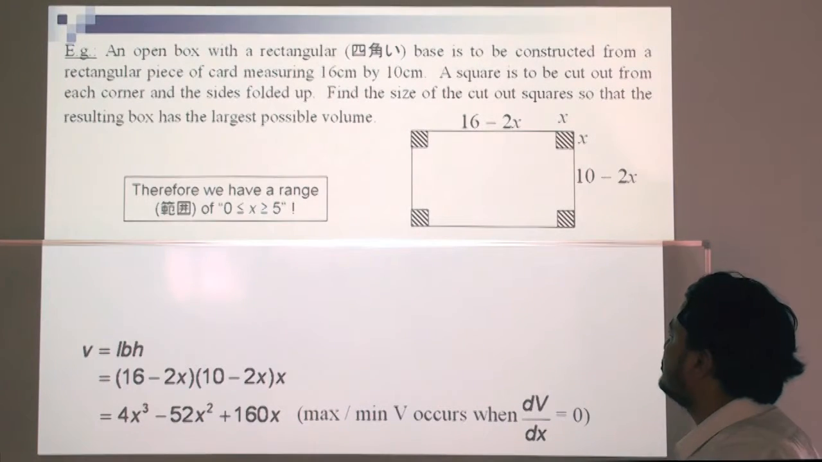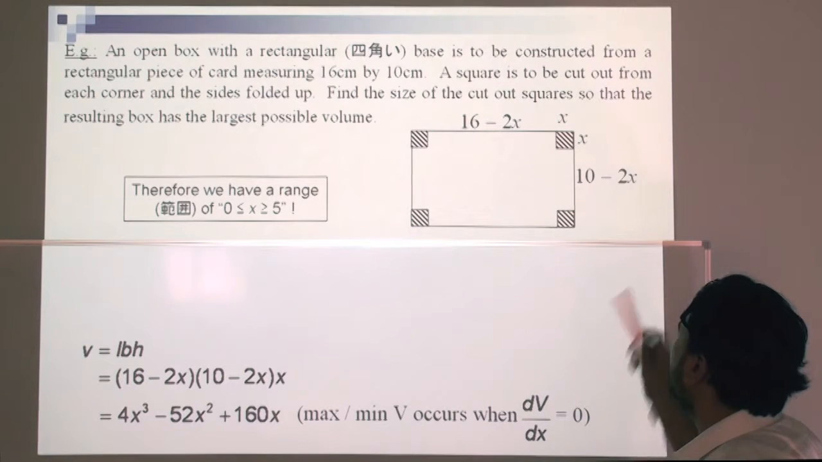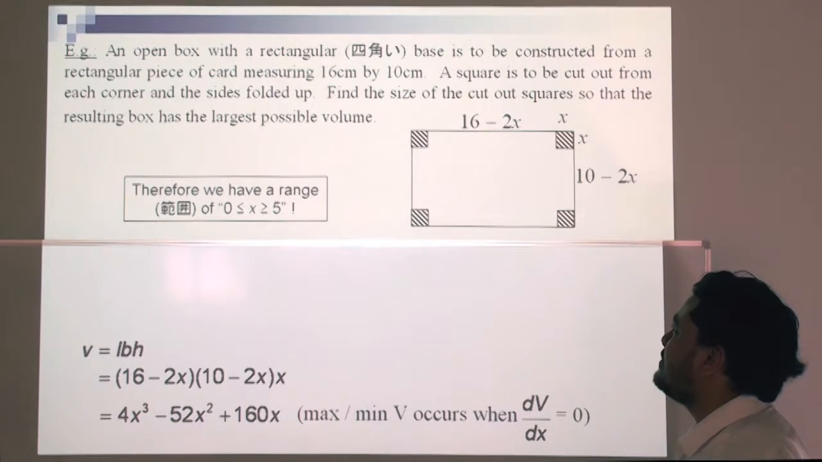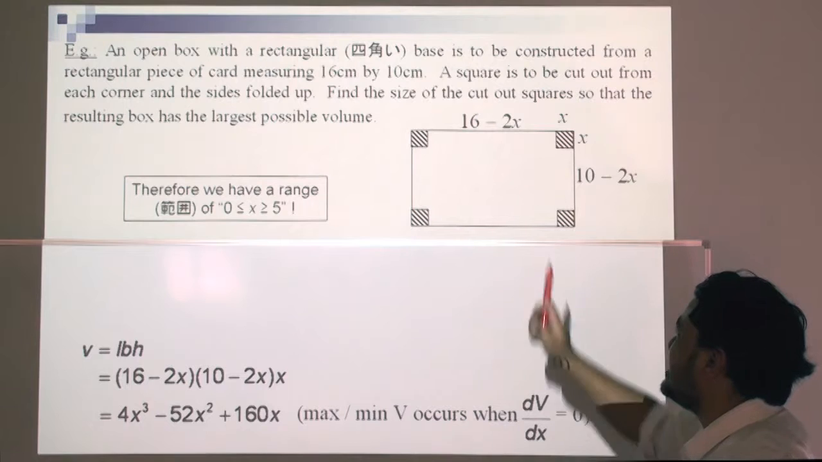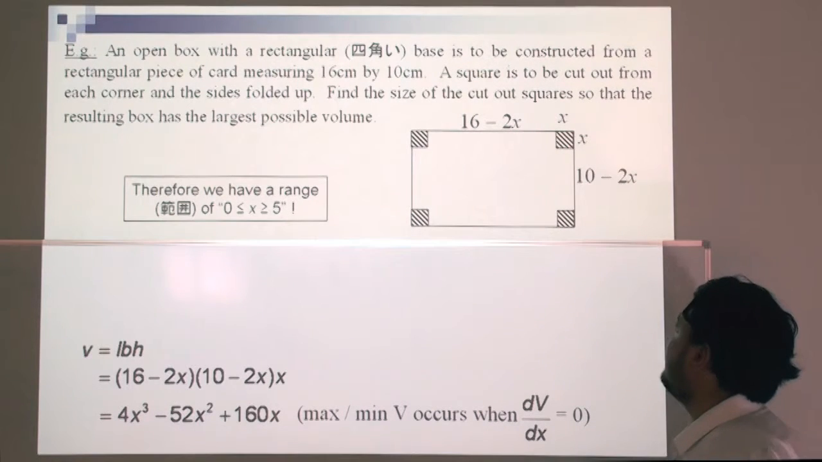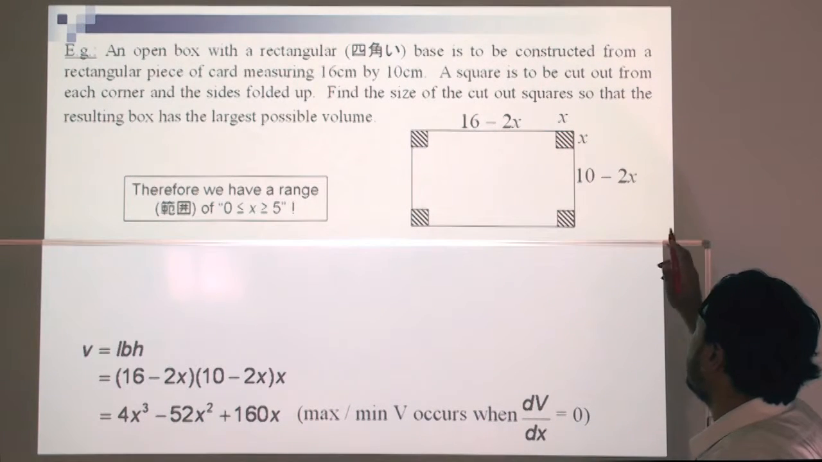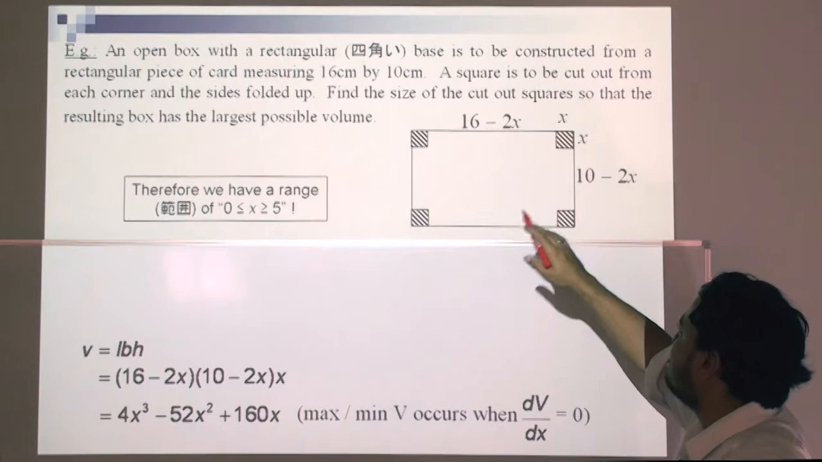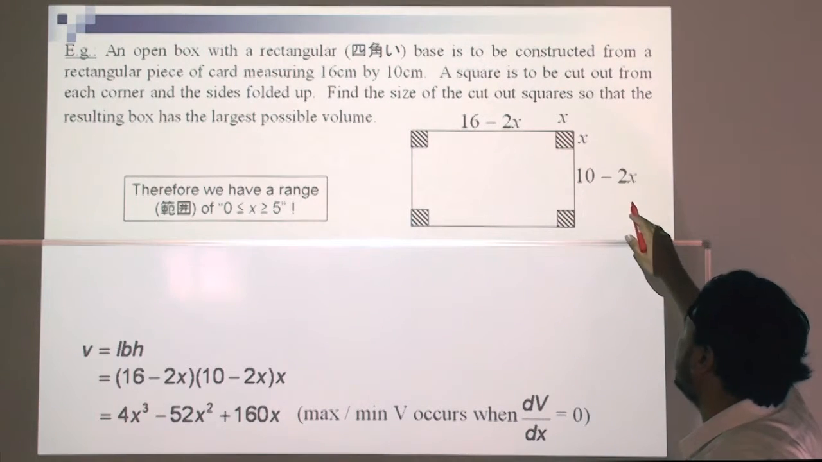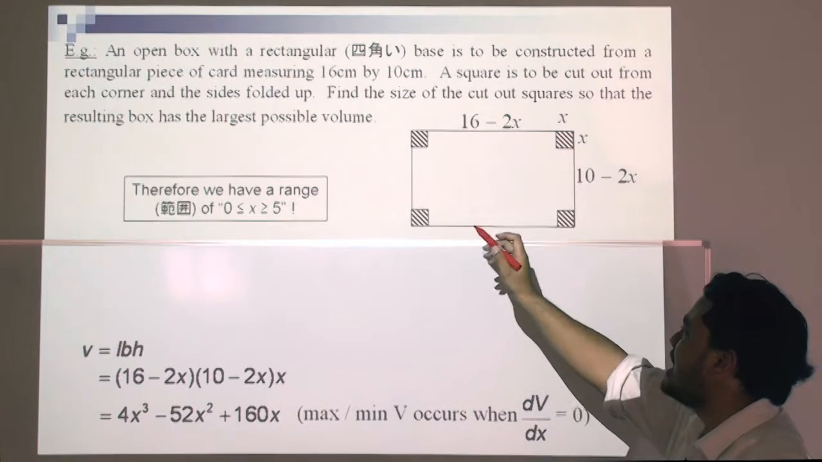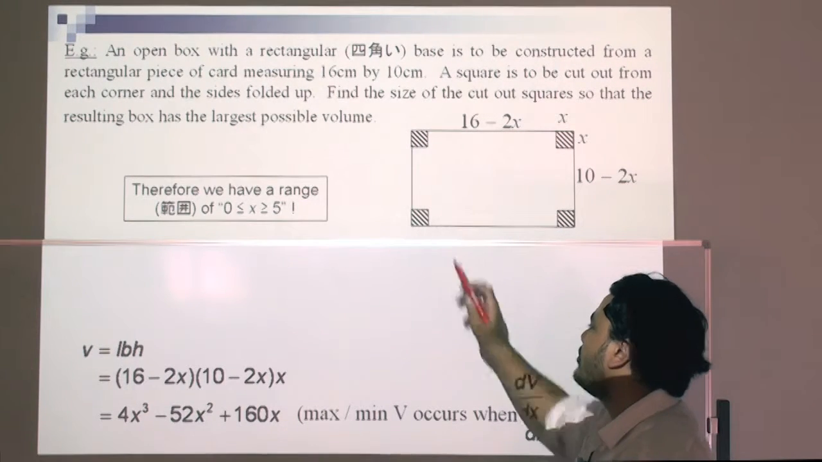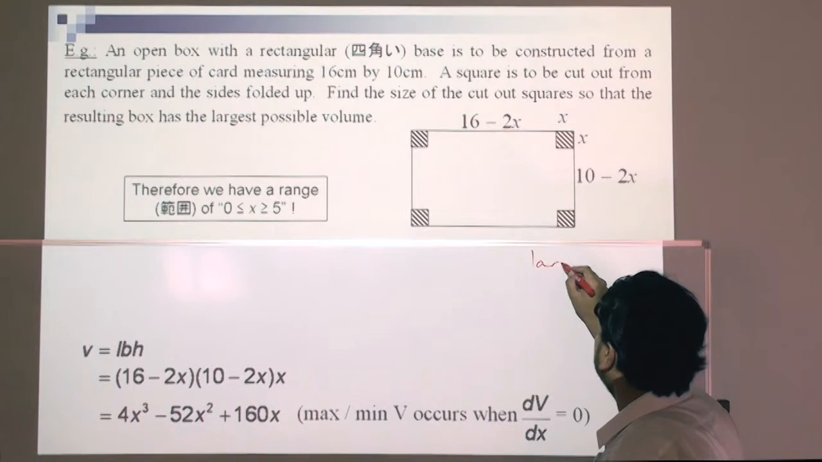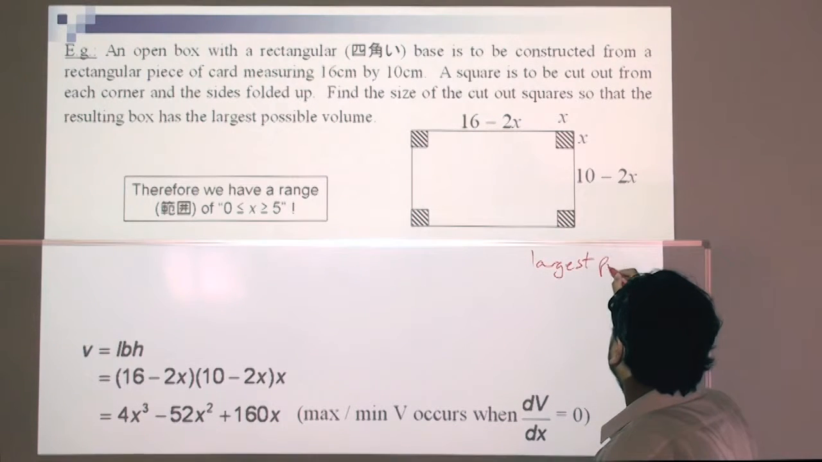Example: an open box with a rectangular base is to be constructed from a rectangular piece of card measuring 16 centimeters by 10 centimeters. A square is to be cut out from each corner and the sides folded up. Find the size of the cut out squares so that the resulting box has the largest possible volume. Okay, how can we get the largest possible volume?